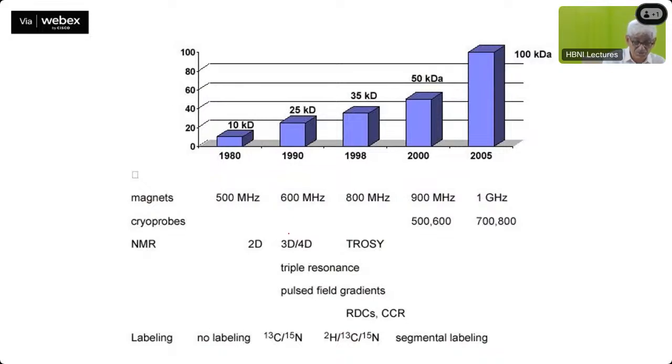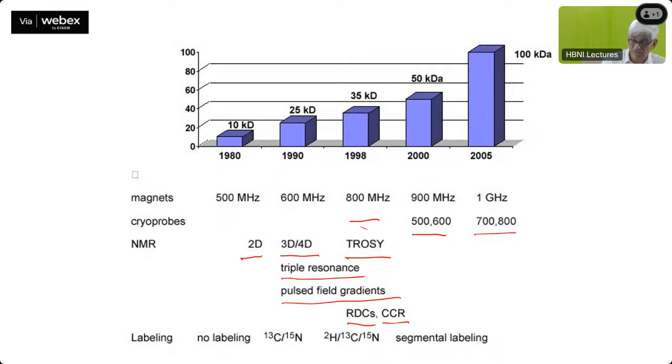And what are the experiments you will do? Of course, cryoprobes are there for 500, 600, 700 and 800. And in this molecular weight range, you can do 2D. If you are in this range, you need 3D and 4D. Once you come here, then you require TROSY, along with triple resonance experiments and pulse field gradients. Then, of course, there are other strategies which are used, RDCs, CCR.